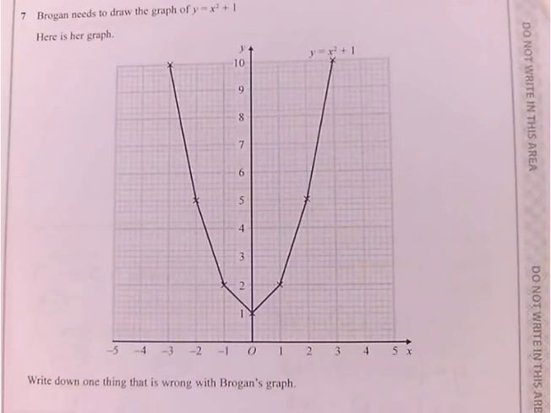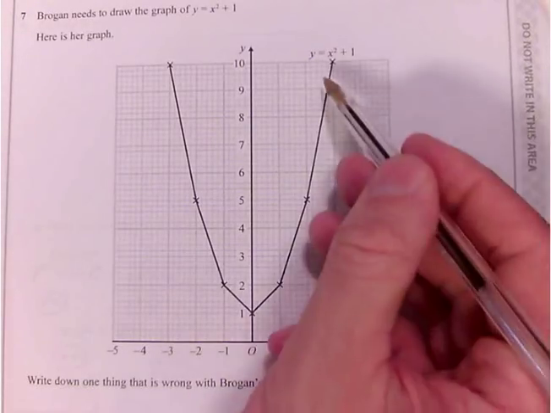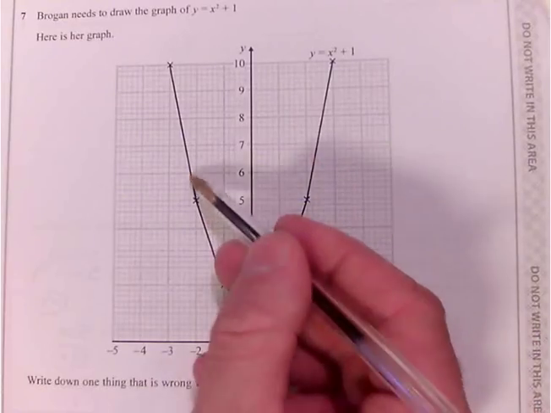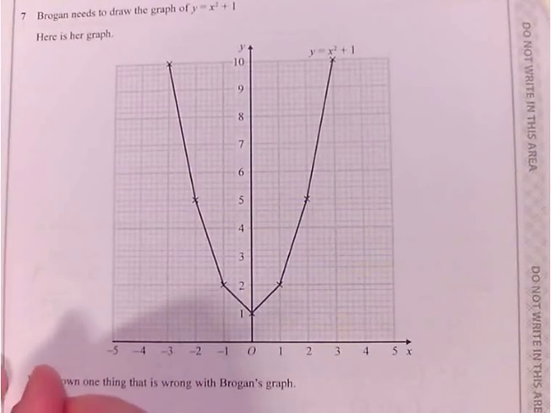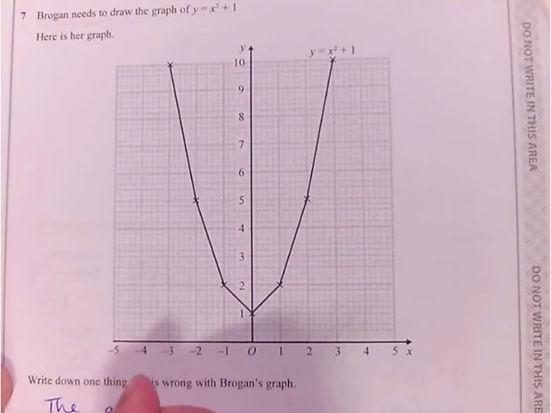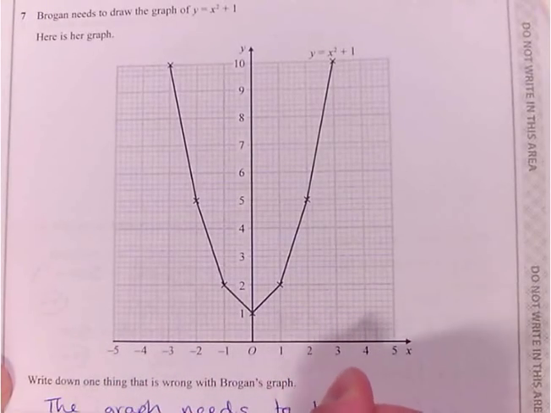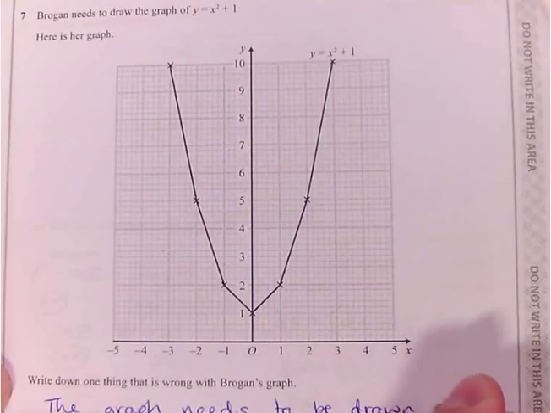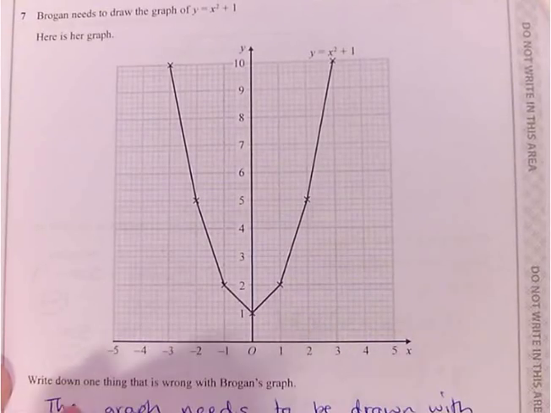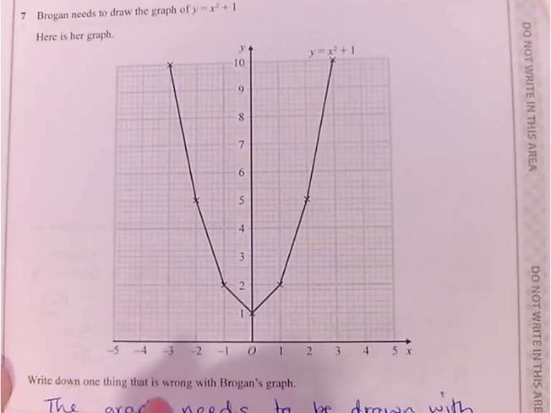Question 7. Brogan needs to draw the graph of y equals x squared plus 1. Here is her graph. I'm drawing the graph there. Write down one thing that's wrong with the graph. I can see straight away she's gone dot to dot, dot to dot, dot to dot. The graph needs to be drawn with a smooth curve. And we're done. 1 mark.